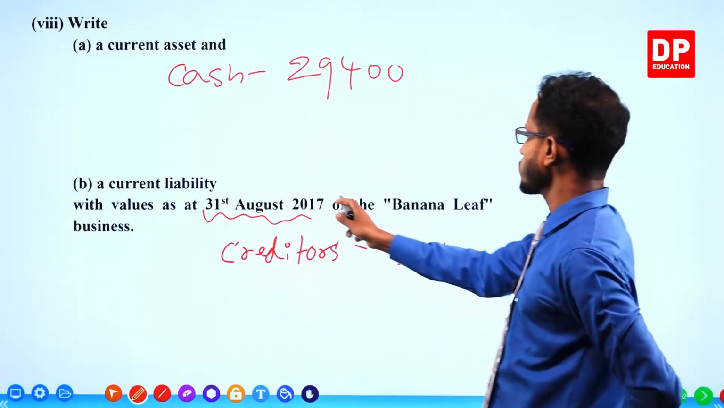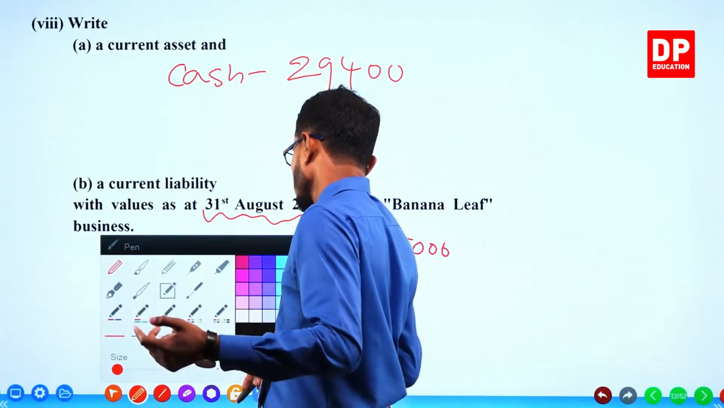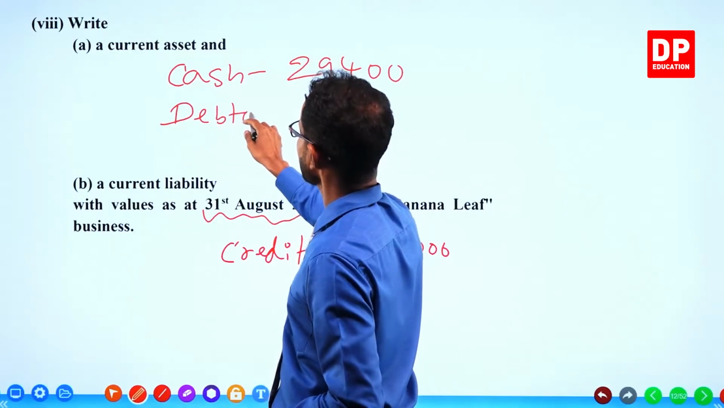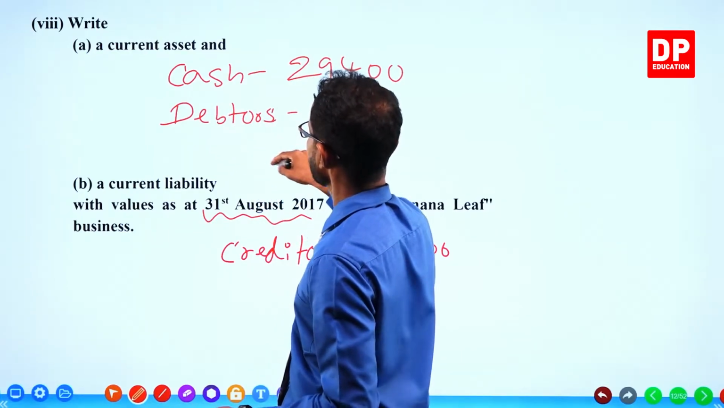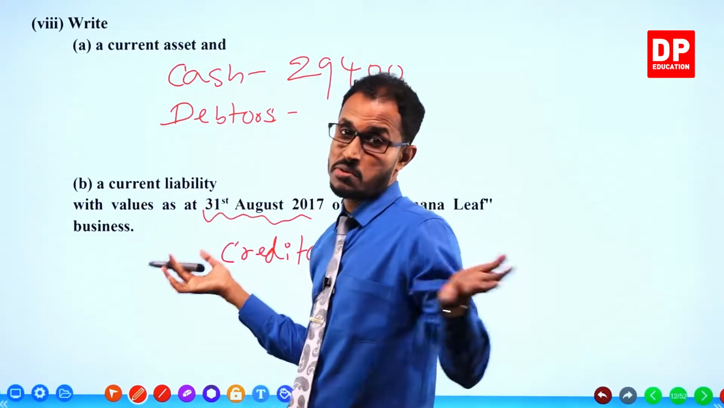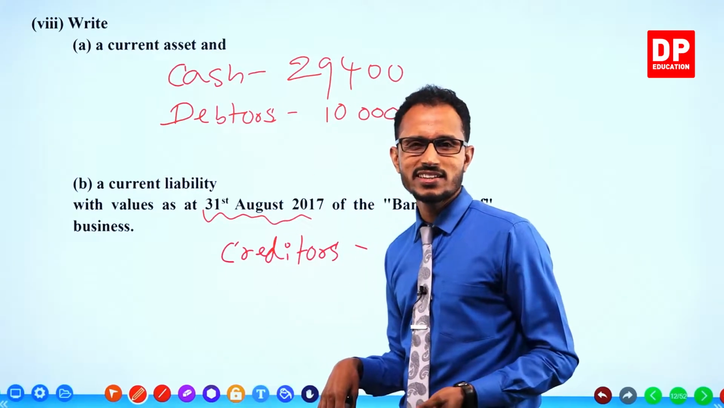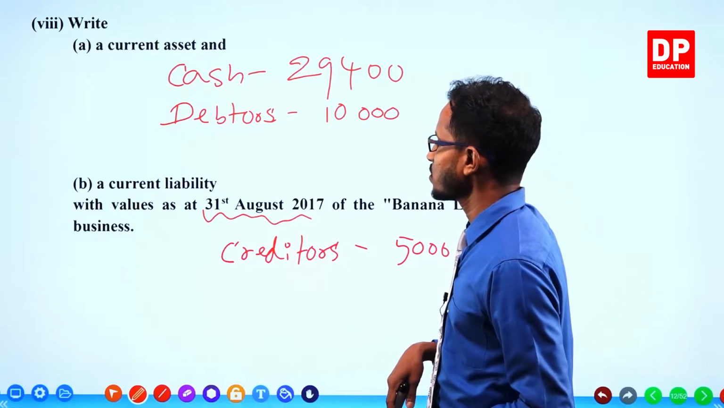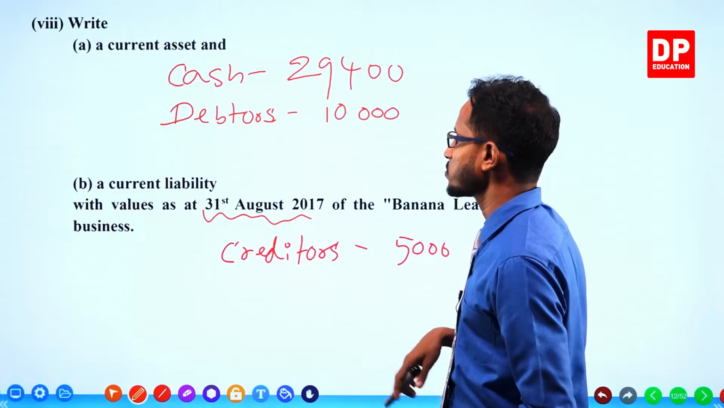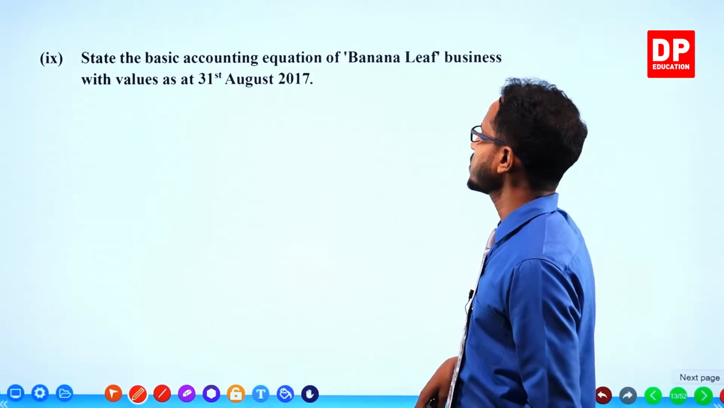With values as at 31st October. Done. If you wrote debtors here, we calculated the final balance of debtors, yeah? I don't remember now. I think it was 10,000. Debtors 10,000. And then we calculated the creditors value, final value. It was 5,000. Done. State the basic accounting equation.